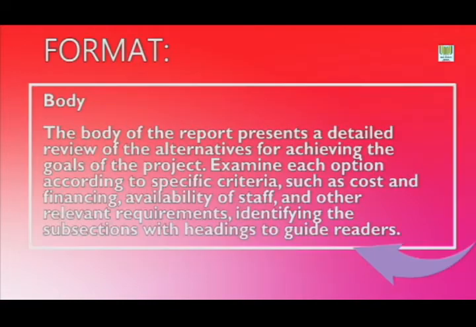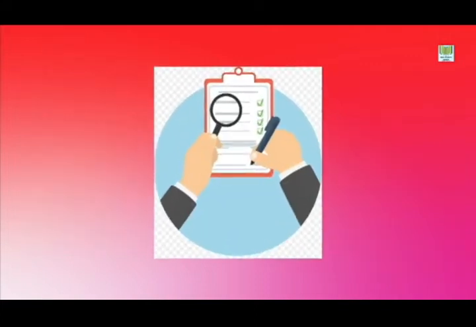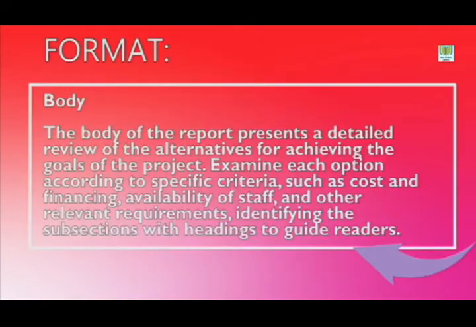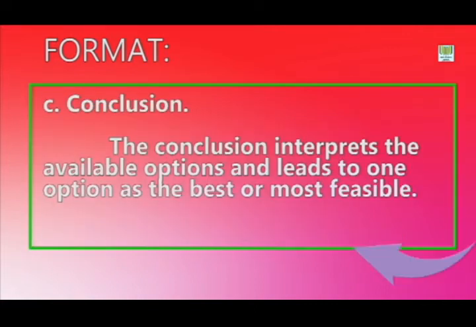Body. The body of the report presents a detailed review of the alternatives for achieving the goals of the project. Examine each option according to specific criteria, such as cost and financing, availability of the staff, and other relevant requirements. Identify the subsections with headings to guide readers. Conclusion. The conclusion interprets the available options and leads to one option as the best or most feasible.